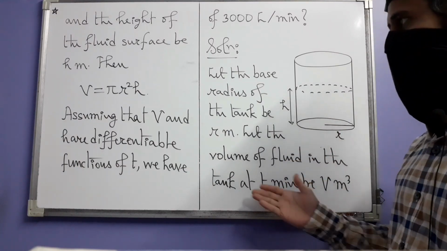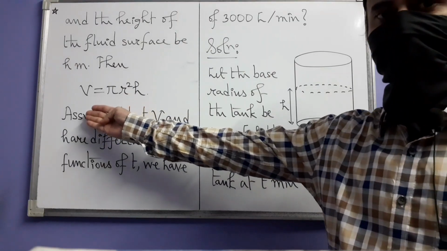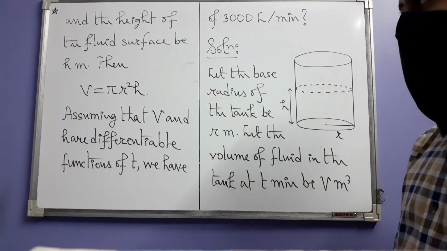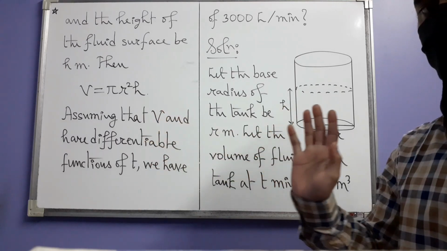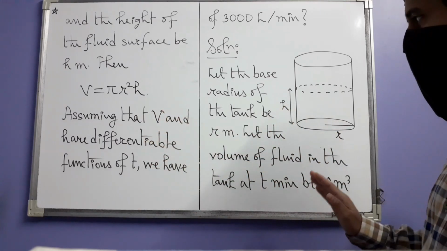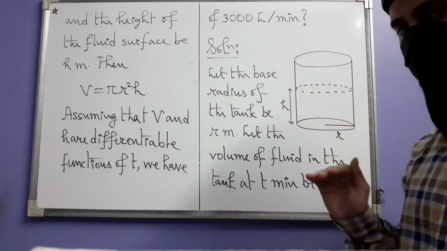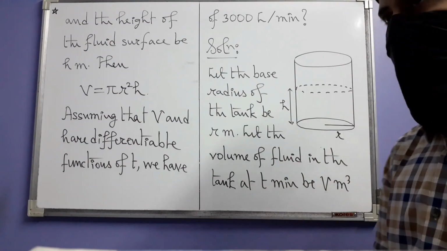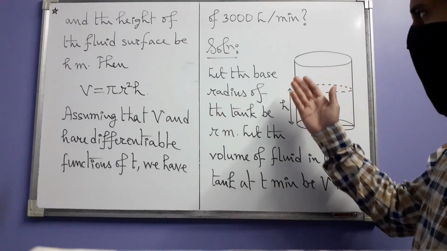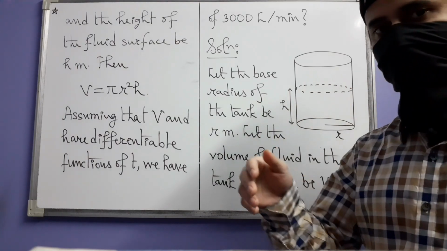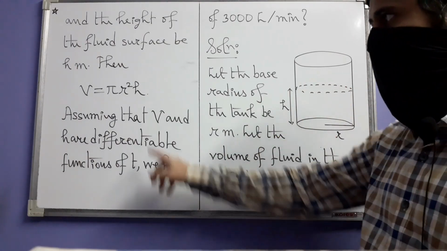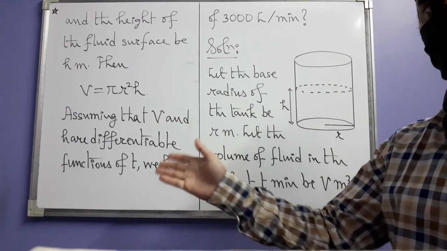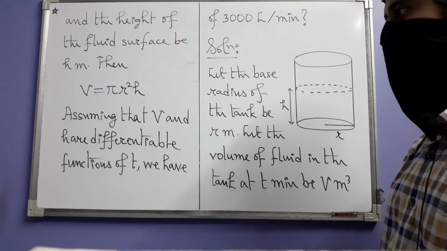And these quantities, of course, are related by this equation: V equals pi r squared times H. Note that V is not the volume of the entire cylinder. V is only the volume of the fluid at any given time instant t. But because it's inside this cylindrical tank, it also assumes that shape. That is why it's related to these quantities like this, using the volume of a cylinder formula.